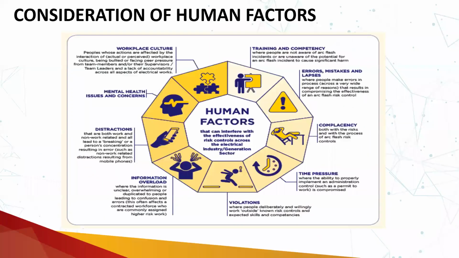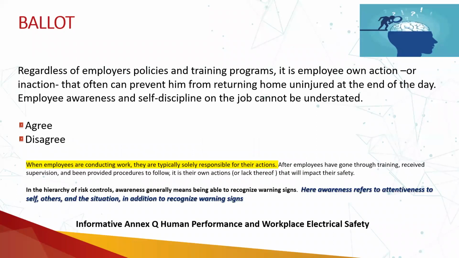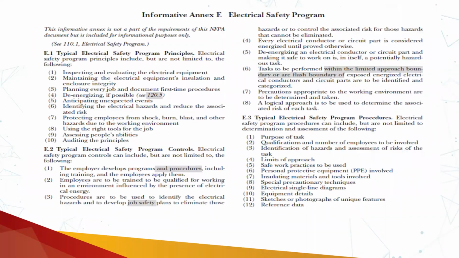So moving forward, the next one is related to electrical safety program principles, controls, and procedures. You can find those things in your Annexure E. Normally there are questions coming from Annexure E. They ask whether this falls under the principles, controls, or the procedures. So there are certain examples given in Annexure E which are going to help you understand what constitutes electrical safety program principles, controls, and procedures.